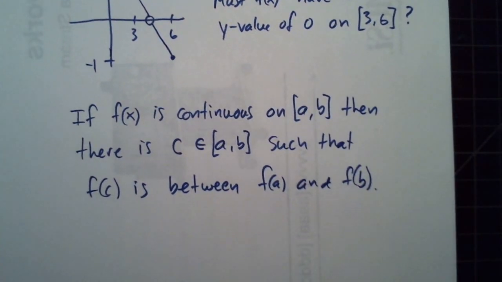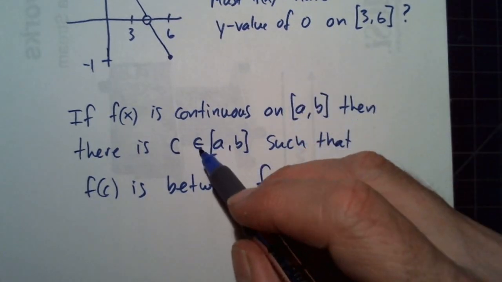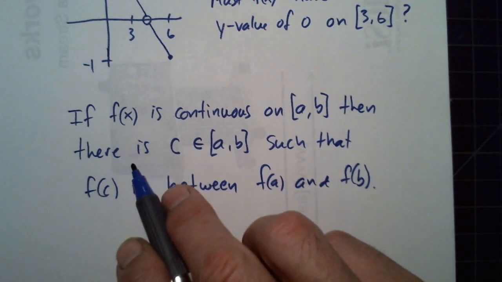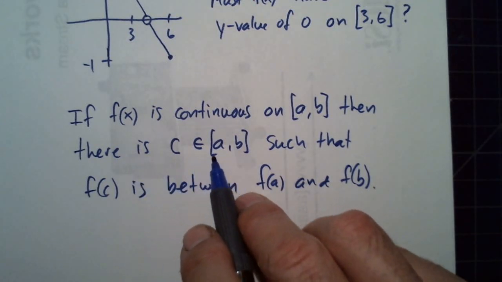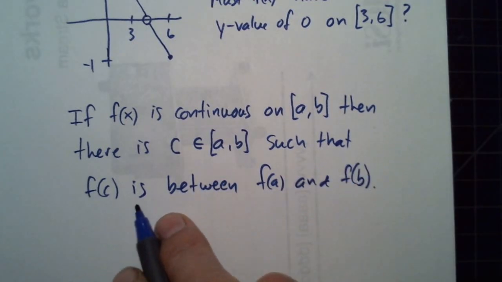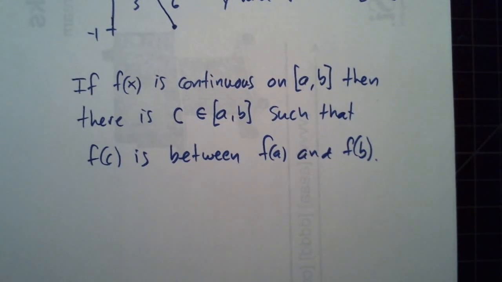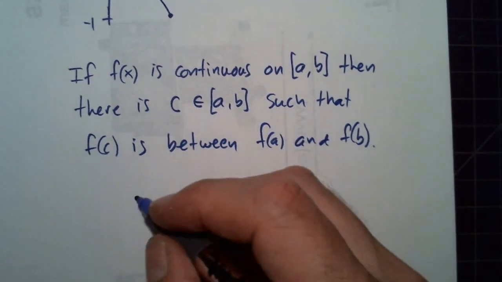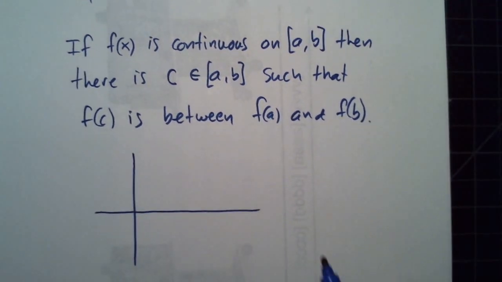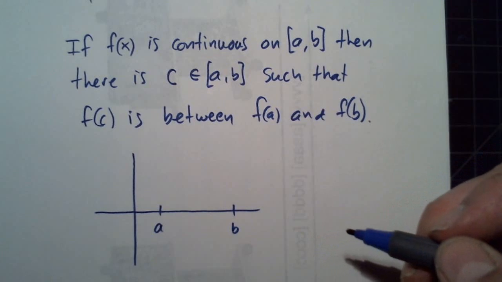And that can be a little confusing too, especially with this "such that" and this symbol. This just means there's an element of. If there is a number that's an element of the set from a to b such that the y value is between the other two y values. So it's a pretty simple concept with some new vocabulary. Let's just see what that looks like.